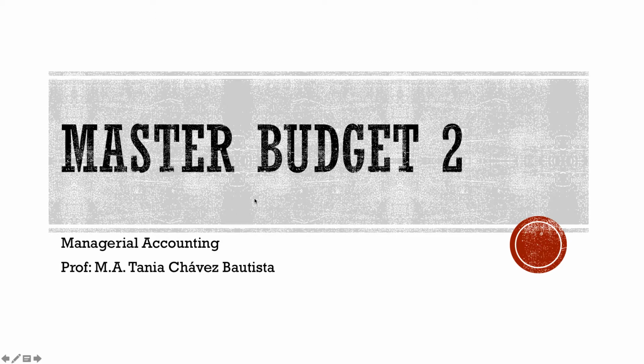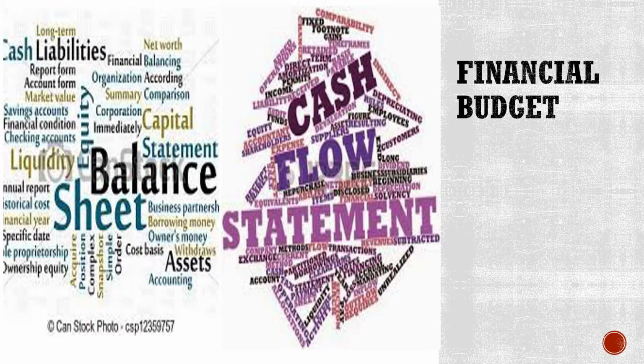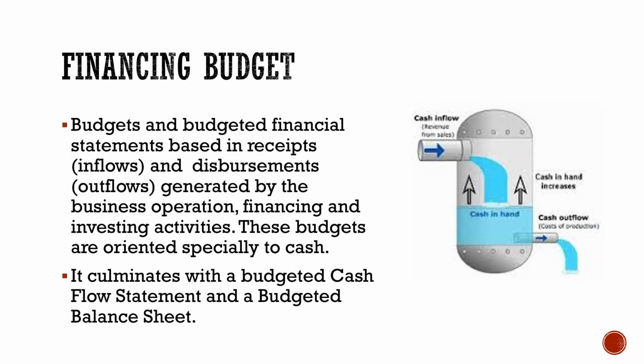Let's continue with our master budget. This is the second part of the master budget analysis because we divided it into the operating budget and then the financing budget. The financial budget is focused very much on the cash flow statement and balance sheet, projected or budgeted statements. On the operating budget, we culminate the process up to the budgeted income statement. Now we want to move to the balance sheet and cash flow statement as the end of this financing budget.